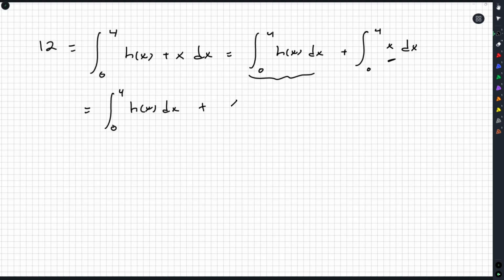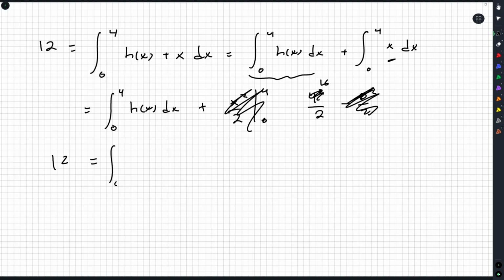So x goes to x squared over 2. We're going to plug in 4. We're going to plug in 0. So that is 4 squared over 2 minus 0 squared over 2, right? That's how we evaluate our definite integrals. Plug into the antiderivative and take the difference. So that'll be 0. This is 16 over 2, so 8. So 12 is the big integral 0 to 4 of h of x plus 8. So subtract 8 from both sides. We have another piece of the puzzle. Okay. Oh, let's not forget our dx. Doesn't look like it's doing anything, but it's always good to be in the habit of using the proper notation.